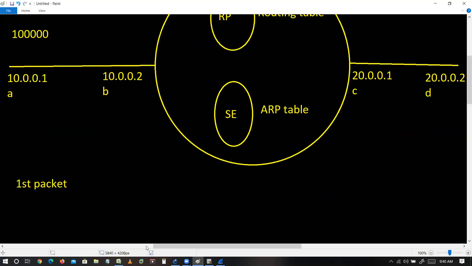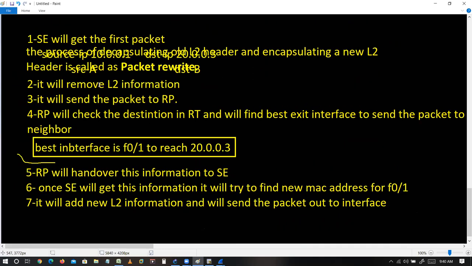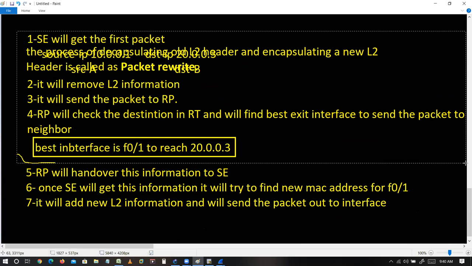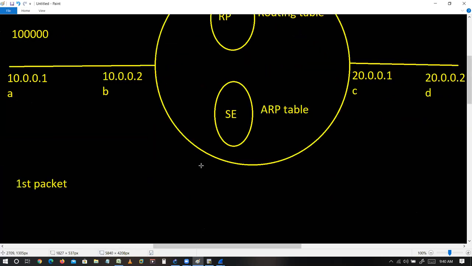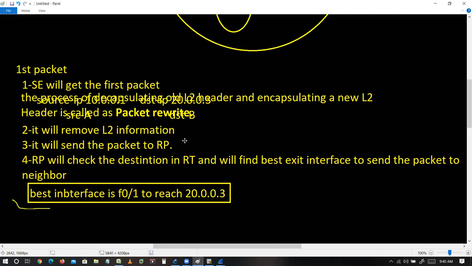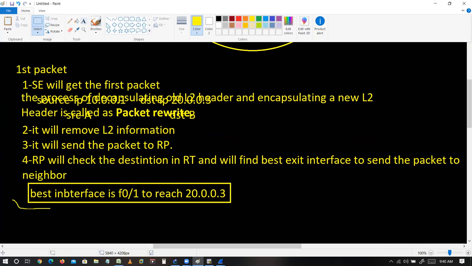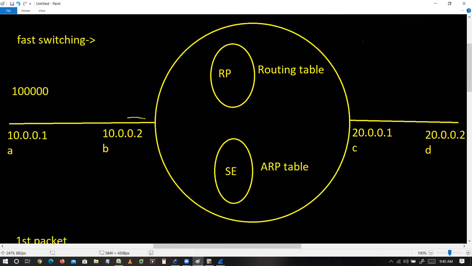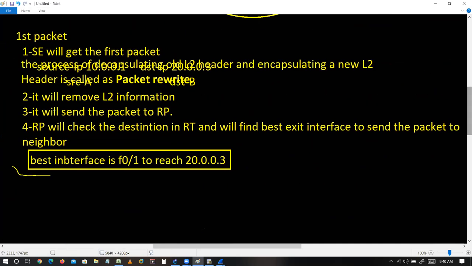Okay. Now what will happen here? The device will follow these four steps. It means what will happen here? Switch engine will receive the packet. It will remove the layer 2 information. It will hand over the packet to RP. RP will find the information. Right now RP will check the destination in the routing table and will find the best exit interface to send the packet out to the neighbor. Okay. So now what did it do? It found this entry. Now what will it do?